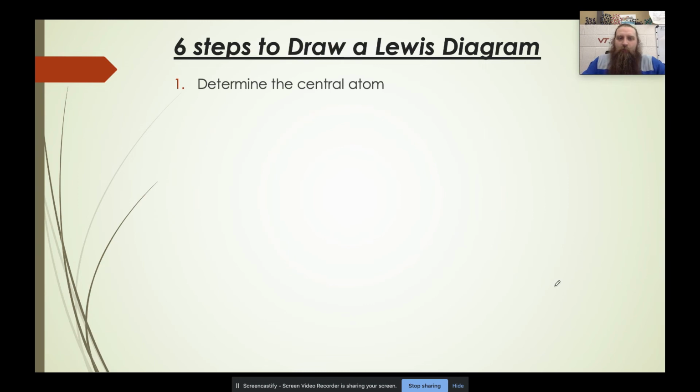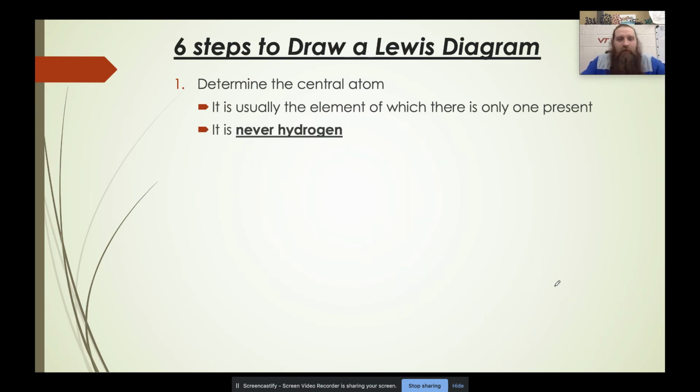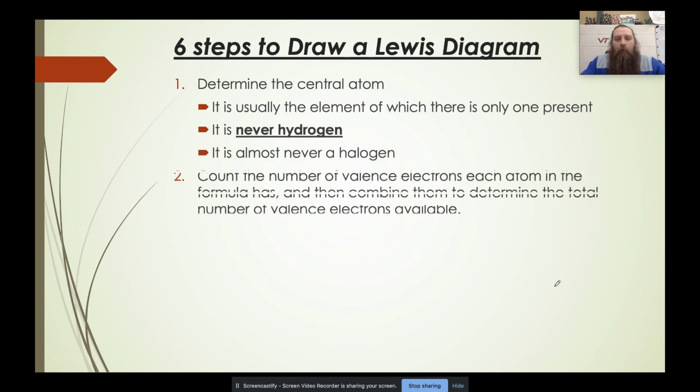There are 6 steps for drawing a Lewis diagram. All right, we're going to look at all 6 of those and then draw one. So first, you have to determine what atom goes in the middle. It's usually the element of which there's only one present. It's never hydrogen. Hydrogen can only have 1 bond, can't form more than 1, so it can't be the central atom. It's pretty much never a halogen. So group 17 guys, they're usually not in the middle. Not always, but usually. You're going to count the number of valence electrons that each atom in the formula has, and then add them up to figure out the total number of valence electrons that are available.